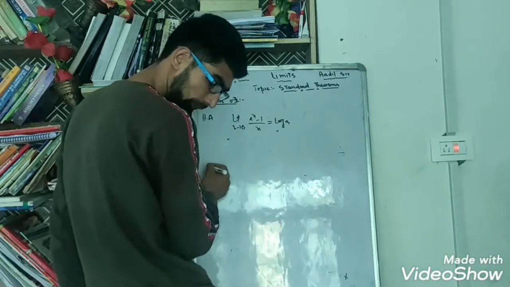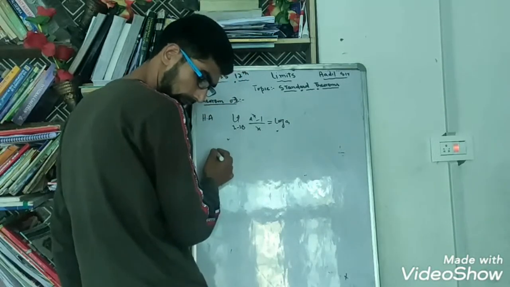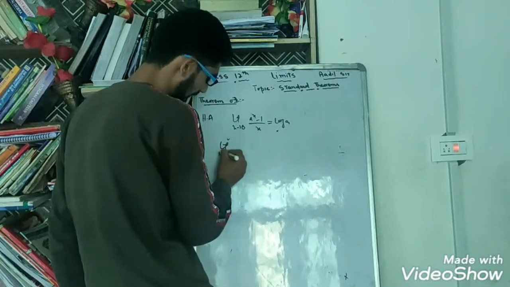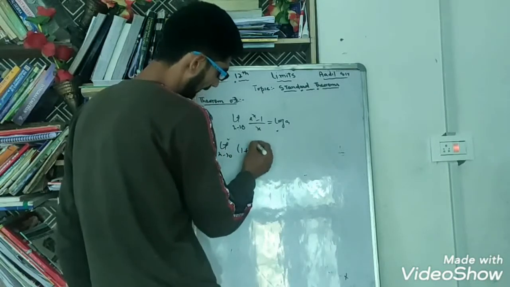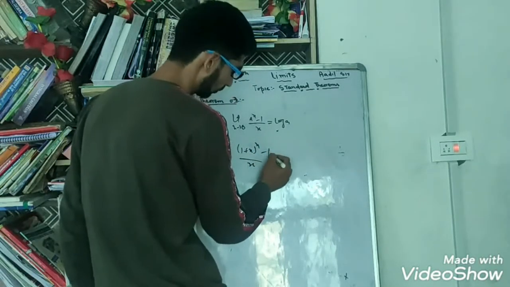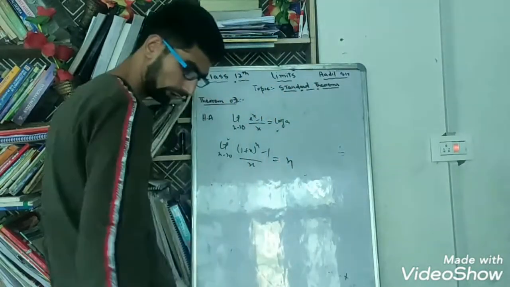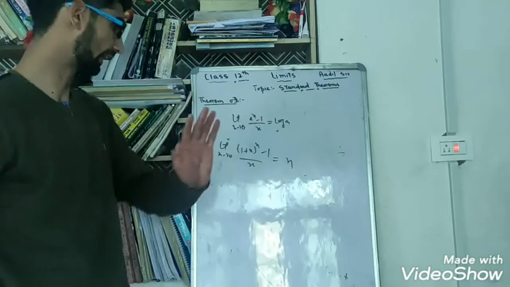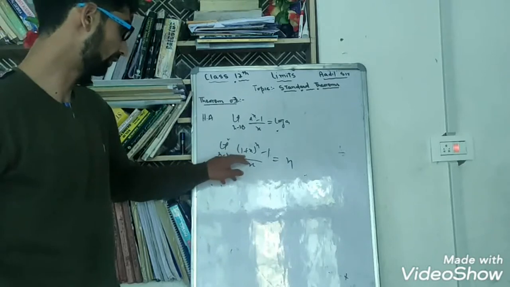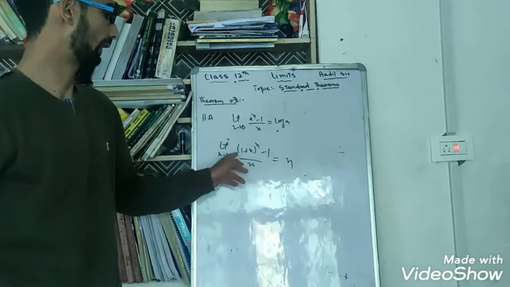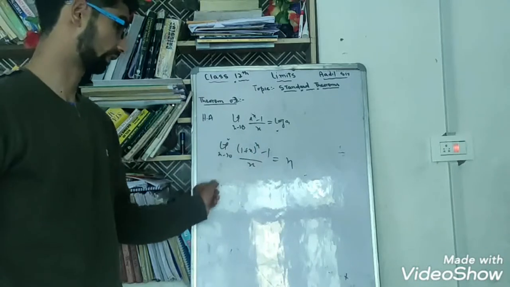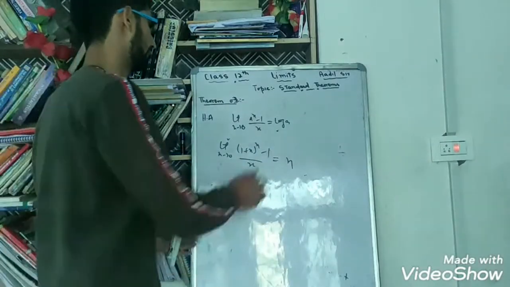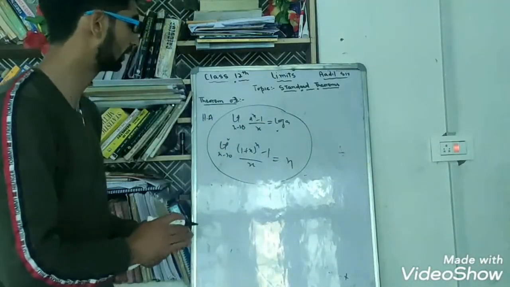Another one you have: limit x tends to 0 of ((1 + x)^n - 1)/x is equal to n. These two you have to prove. How can you prove them? Here you can apply the expansion of a^x which I have already given you, and in this function you can use the expansion of (1 + x)^n, that is our previous expansion, and you can get the result. These two are very similar to our previous results, and you will easily solve them.